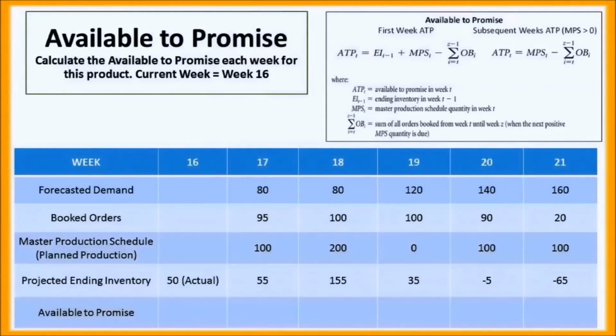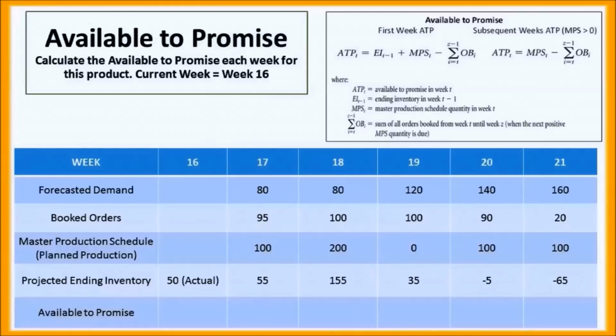The next calculation type that we had for this part of the course is the available to promise calculation. And remember, there are actually 2 different formulas for this, depending on if you're in that very first week or if you're in subsequent weeks. And so we are going to go through this step by step so that you can see where all of these numbers come from. Again, we're calculating the available to promise for each of these weeks.